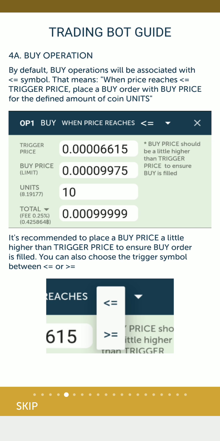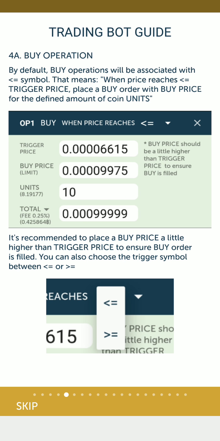Hopefully you guys are good with the greater than and less than symbols. So you would do your trigger price at, apparently, 0.000665, buy price at 0.00009975. Buy price should be less than the trigger price.